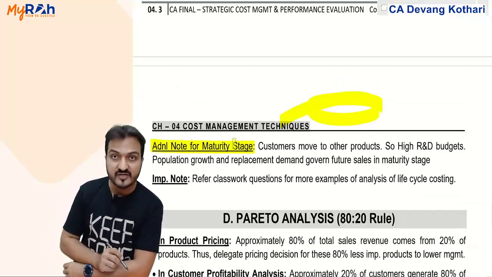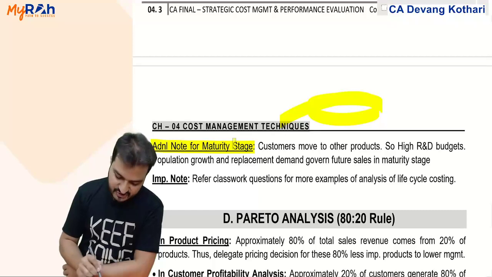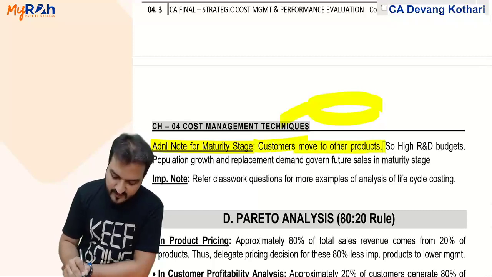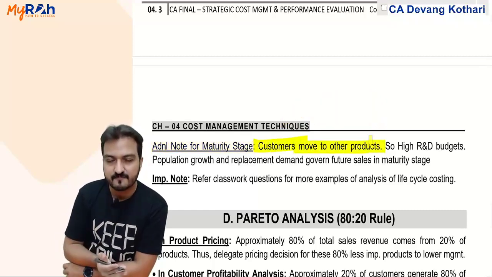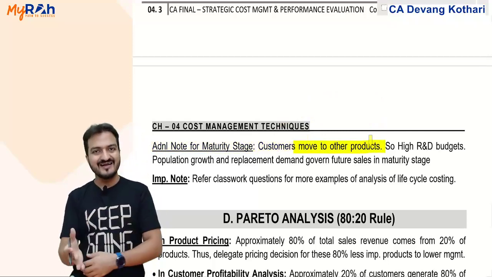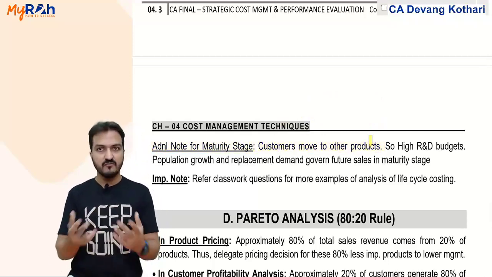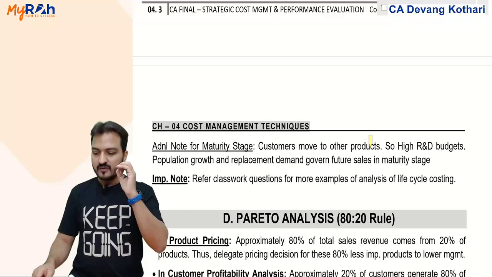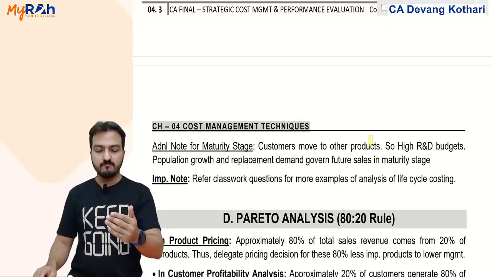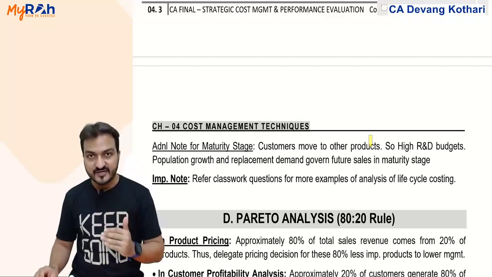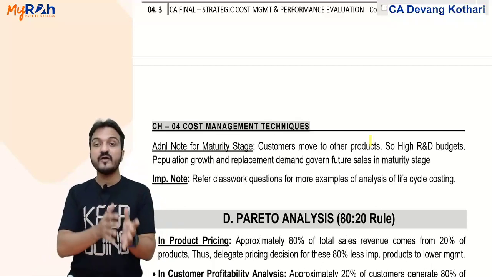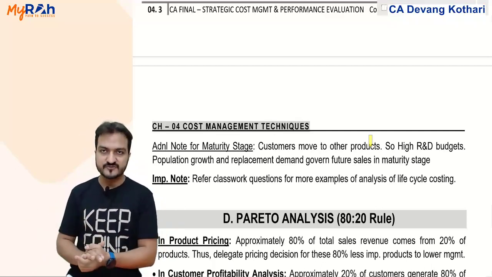Additional note for maturity stage. During the maturity stage, customers start moving to other products because competitors have entered and this product has become old. Like I told you, once the feature phone market reaches the maturity stage, customers start moving to other products like smartphones.